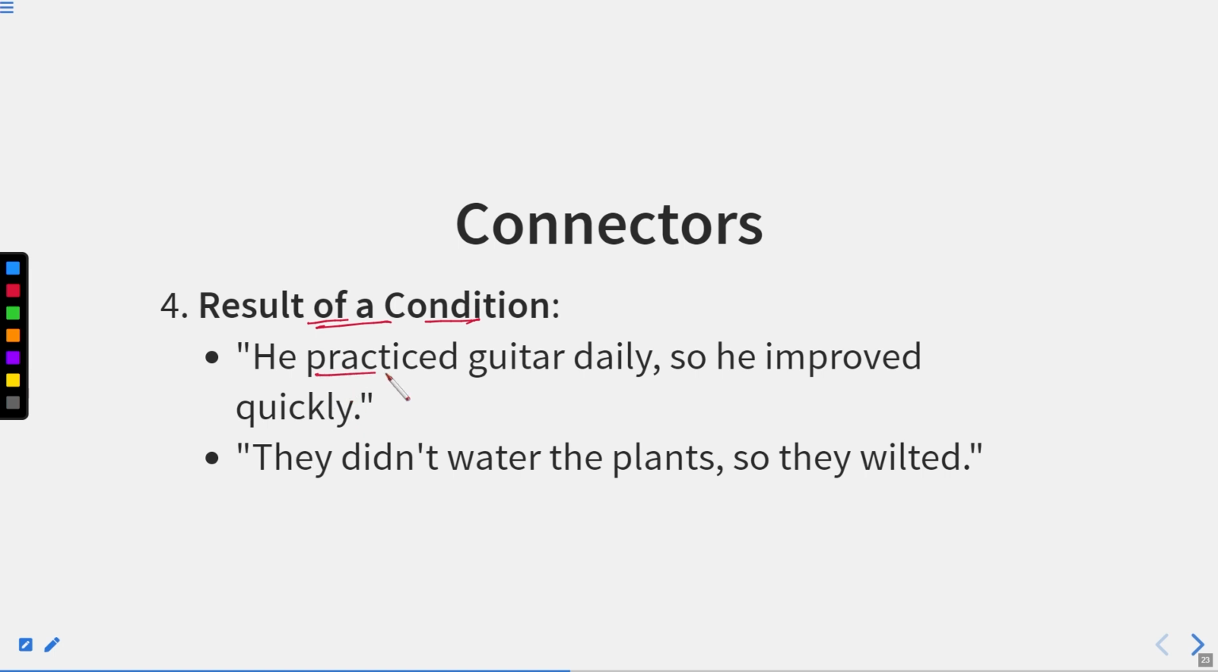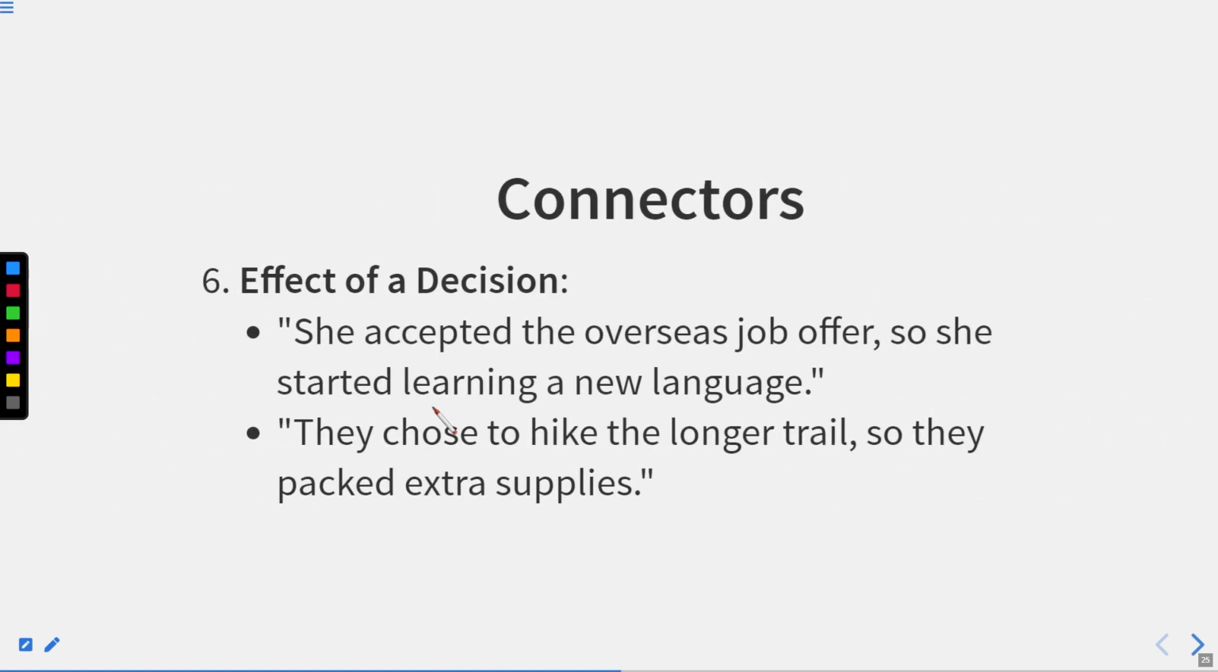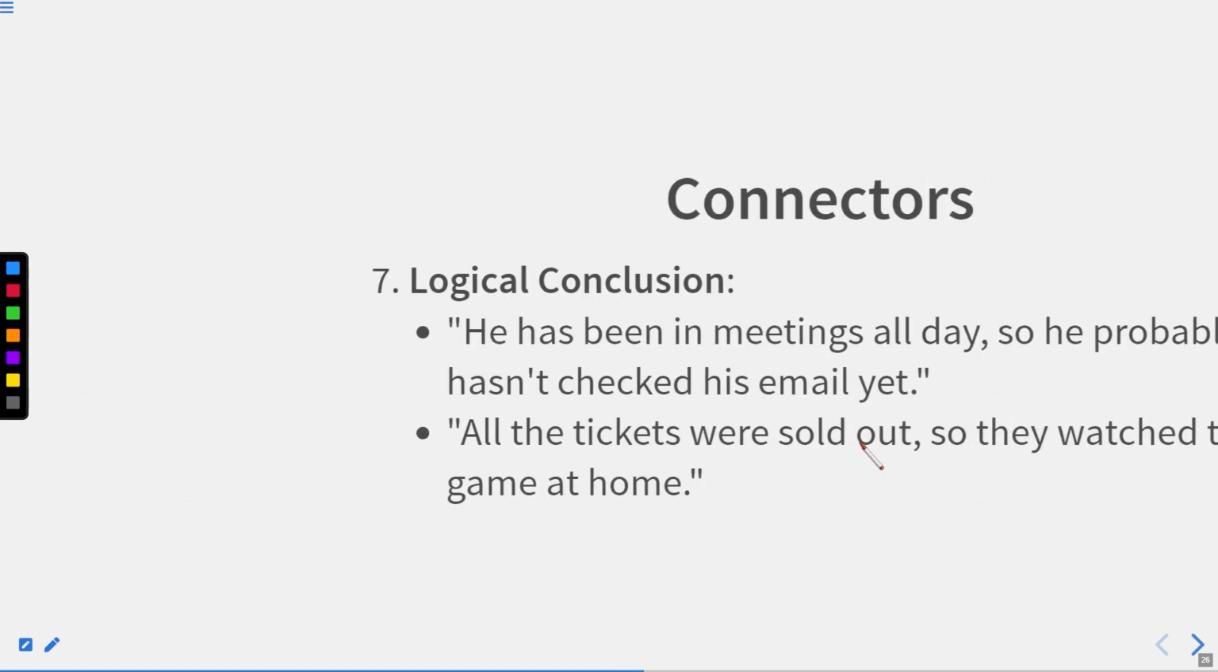Result of a condition. He practiced guitar daily, so he improved quickly. They didn't water the plants, so they wilted. Consequence of a problem. The printer ran out of ink. It means the ink was finished, so we could not print the report. There was a power outage, so we had dinner by candlelight. Effect of a decision. She accepted the overseas job offer, so she started learning a new language. They chose to hike the longer trail, so they packed extra supplies.